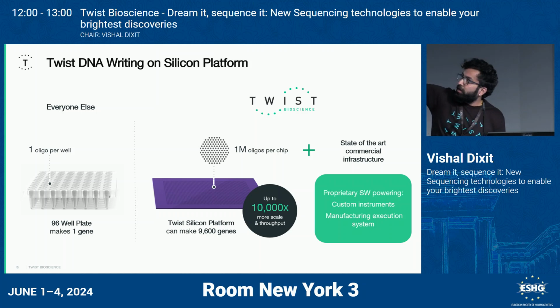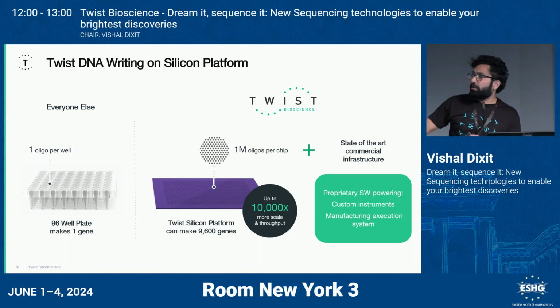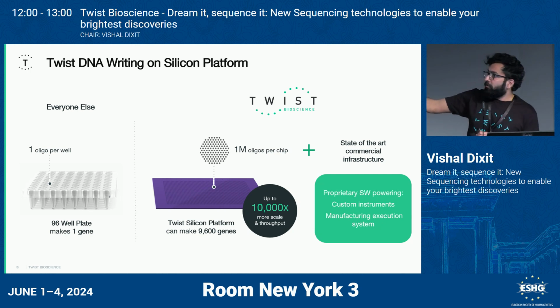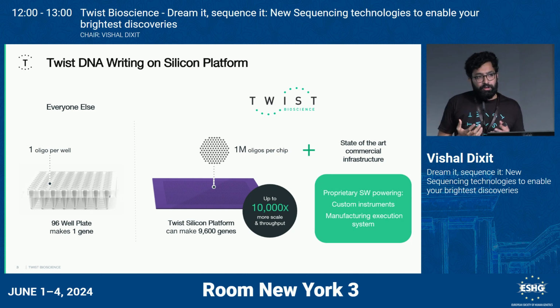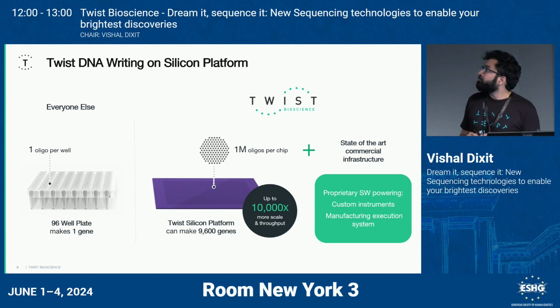The standard workflow for synthesizing oligos is based on standard labware, which is either a 96-well plate, so the disadvantage is that you need one well for each gene. However, with Twist, using microfluidics and nanowells on a silicon platform, we can create 1 million oligos per chip. At the end, from one wafer, we are creating 9,600 genes, which is very useful for customers who are really interested in custom panels with short turnaround time.